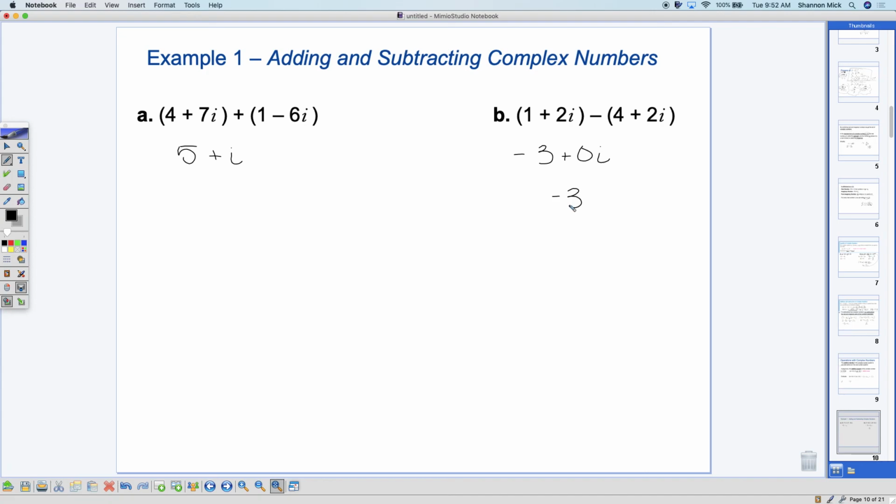So how did these go? Remember you have to distribute this negative, so it's -4 and -2, right? So you distribute the negative and combine like terms, just like you would any polynomial, like we did last chapter when we subtracted polynomials. I just took 1 minus 4 and 2 minus 2. Well, you're still distributing the negative. You just did it differently.